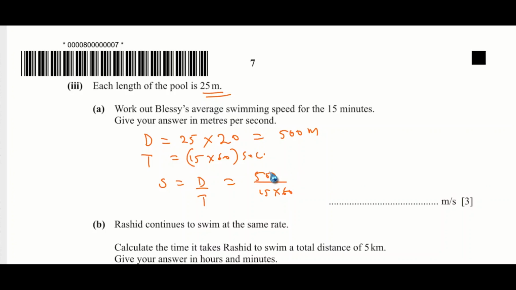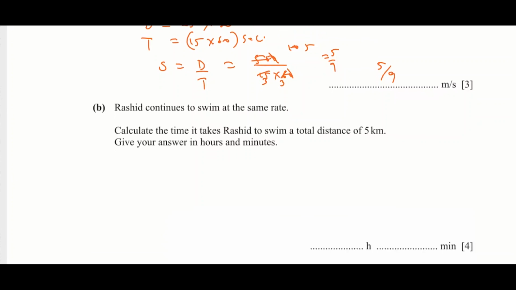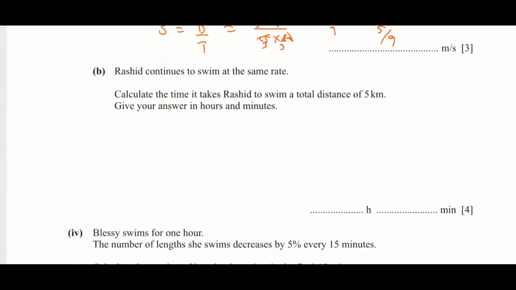So from here, the last 0 will cancel the last 0. 5 in 50, that will be 10. 5 here, that will be 3. 2 in 6, that will be 3. 2 in 10, 5. So we have 5 over 3 times 3, 9. So this will be 5 out of 9. That will be the speed. Then part B, Rashid continues to swim at the same rate.